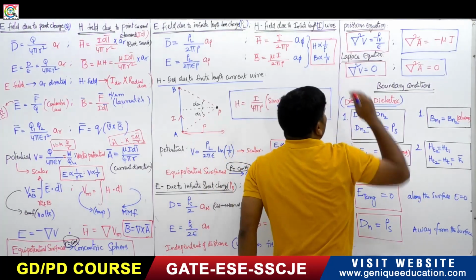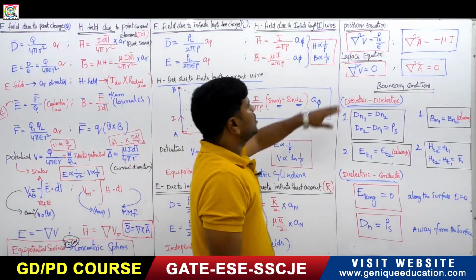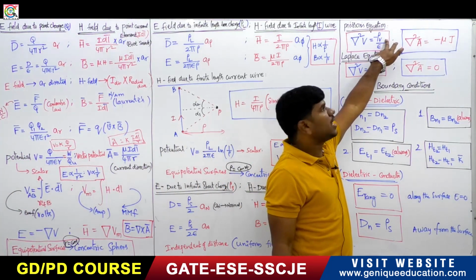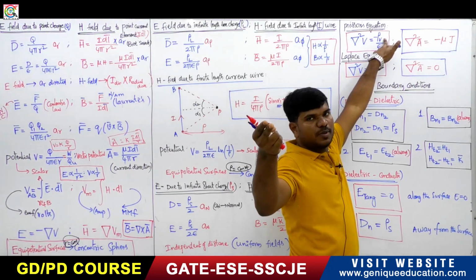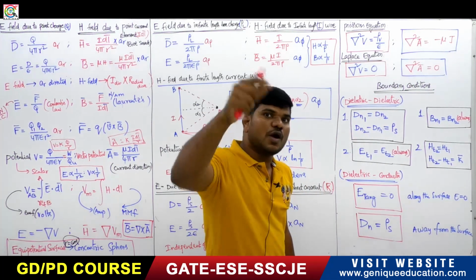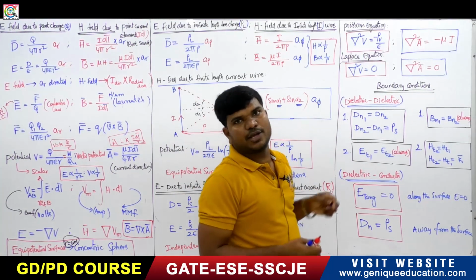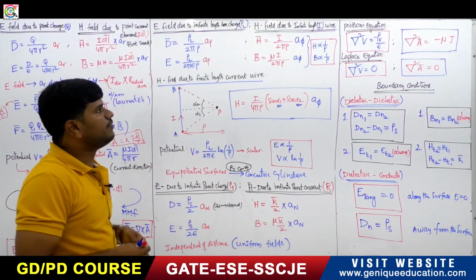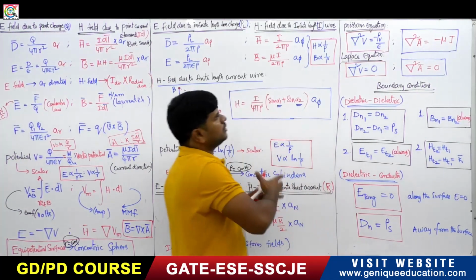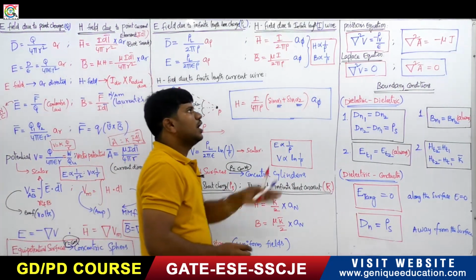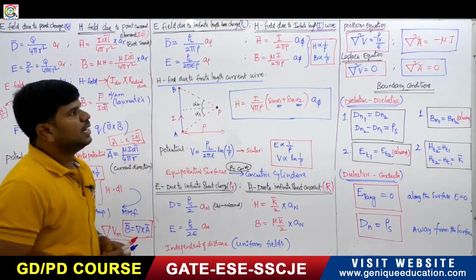So del square V is equal to minus rho V by epsilon, we have to use this. From this we can find the charge, because charge density is there, right? One scalar function, a voltage function, will be given. From that voltage, if you want to find the charge, then you can easily find it by using Poisson's equation. If you take the charge free region, then rho V is equal to 0, and we can use the relation del square V is equal to 0. This is called the Laplacian equation.